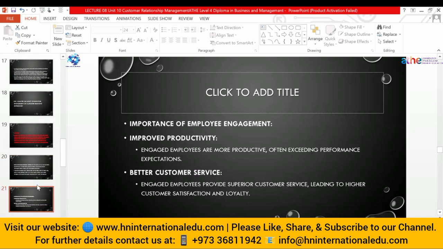Importance or the significance of employee engagement. First of all, improved productivity. Engaged employees are more productive, often exceeding the performance expectations. That is the ones who are always engaged in each and every department, putting their nose in every task. They are the best ones. Better customer service, and they're quite famous too. Engaged employees provide superior customer service, leading to higher customer satisfaction and loyalty with the consumer department specifically. Only then can we regain the score of the satisfaction of the consumers and loyalty.